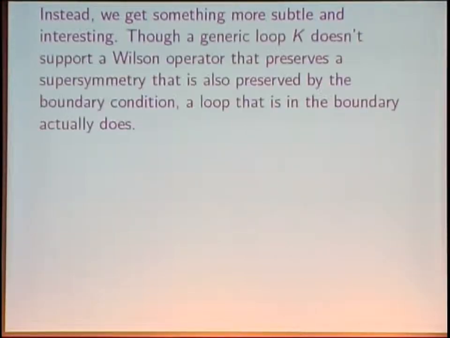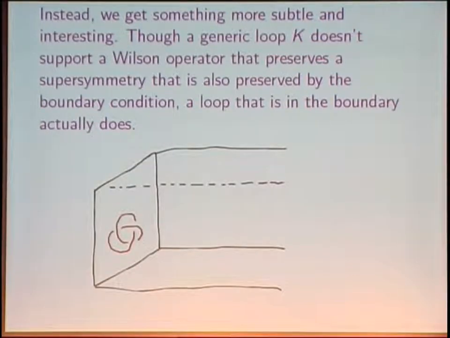So the uninteresting supersymmetric Wilson operators go away, but we get something more interesting instead. Though a generic loop K does not support a Wilson operator that preserves a supersymmetry that's also preserved by the boundary conditions, a loop that's in the boundary actually does. So now we get this picture.